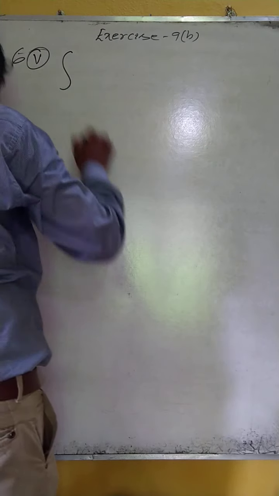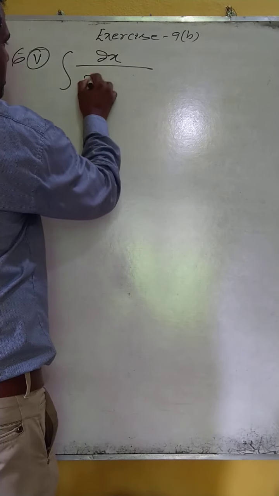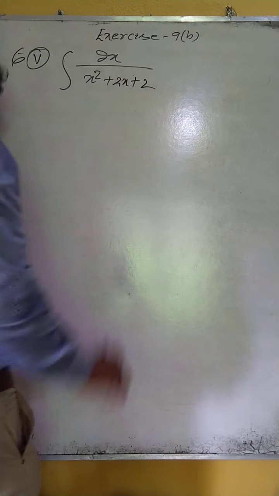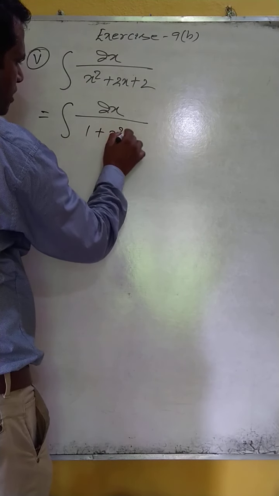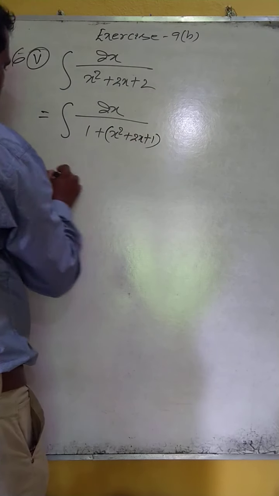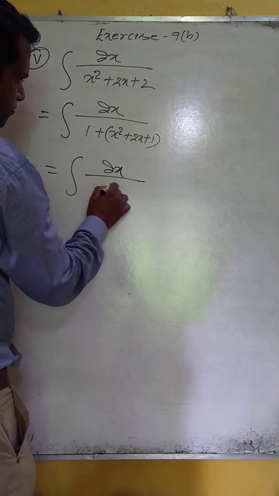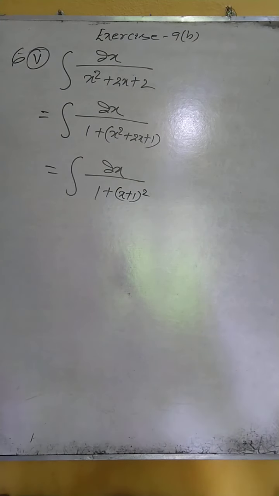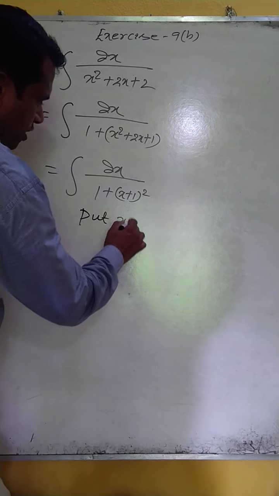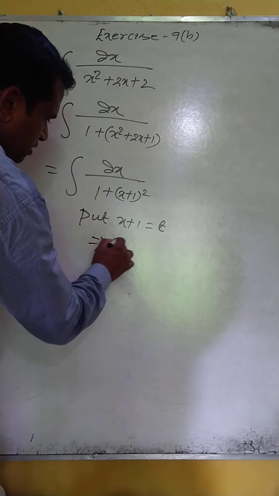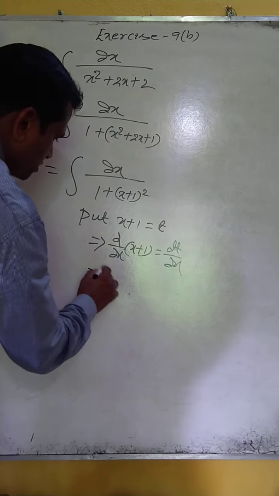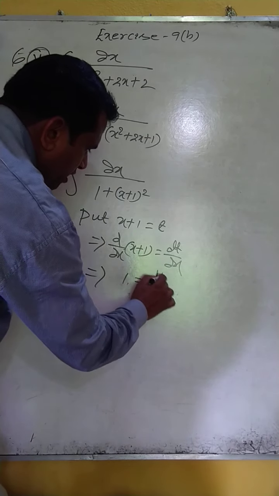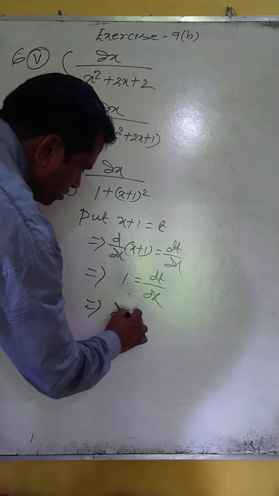Number 6b, integral dx by x square plus 2x plus 2. x square plus 2x plus 2, we write as 1 plus x square plus 2x plus 1. Okay, that equals dx by 1 plus x plus 1 whole square. You know, x plus 1 whole square is x square plus 2x plus 1. Put x plus 1 is equal to t, that implies 1 equals dt by dx, that implies dx is equal to dt.